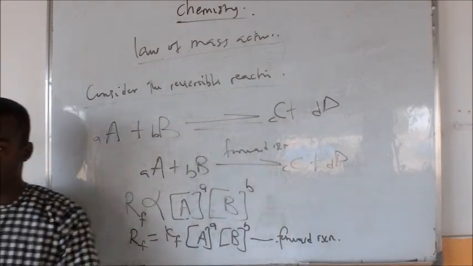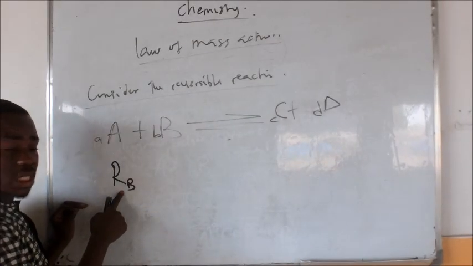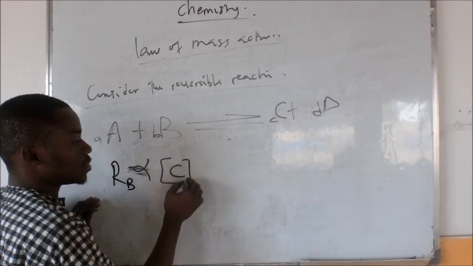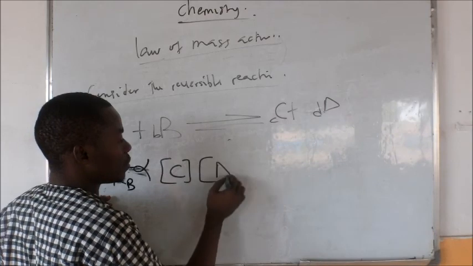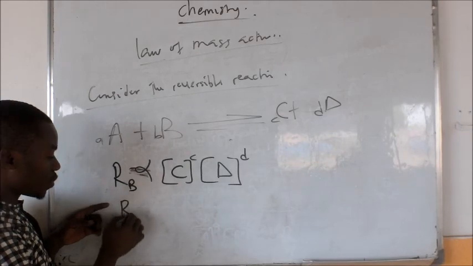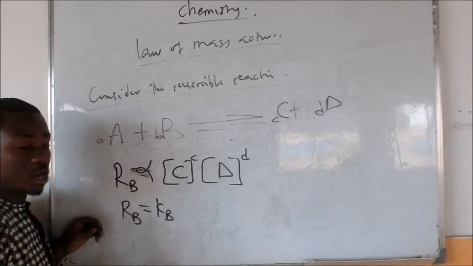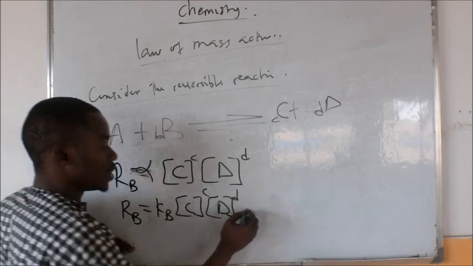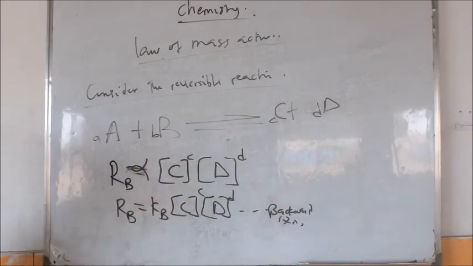Now let's consider the backward reaction. The rate for backward reaction is directly proportional to the product of the reactants. The reactants are this and this. If you are considering the backward reaction, this will now be C and D, with small letter c and small letter d. The rate for the backward reaction is equal to Kb, the constant for the backward reaction, C raised to c and D raised to d.